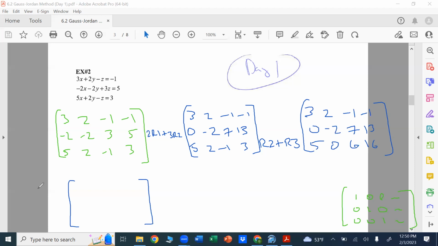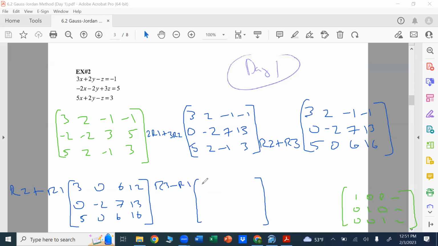Actually, let's do this. Let's do R2 plus R1. Yeah, first row. So I'm going to keep the second and third rows the same. So R2 plus R1, you get 3, 0, 6, and 12. Okay, starting to look pretty good. Then I'm going to do R3 minus R1. What's going to happen when I do R3 minus R1? Two, 0, 0, and 4. 0, negative 2, 7, and 13. R3 minus R1. And I got 5, 0, 6, 16.